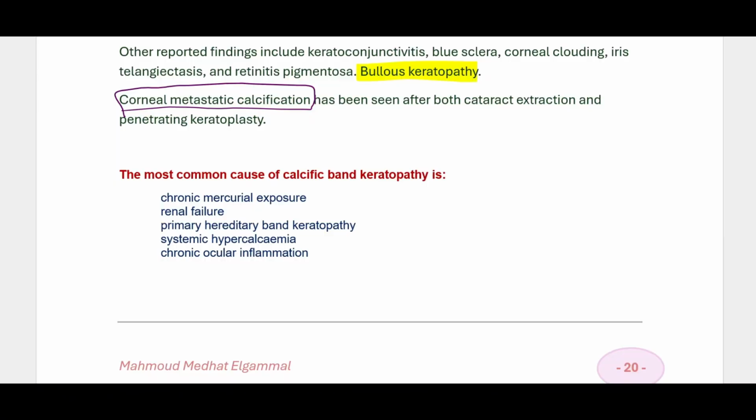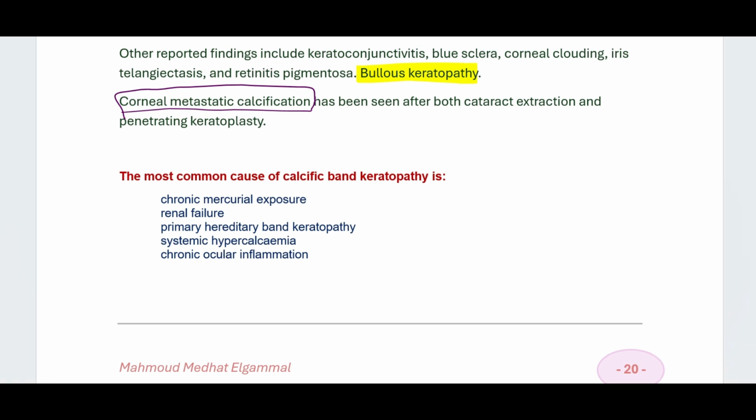Chronic mercurial exposure, renal failure, primary hereditary band keratopathy, systemic hypercalcemia, or chronic ocular inflammation. I've added here 5 options rather than 4, so this is not a typical exam question. Just because we are studying, we are trying to learn more about each option. So, which do you think is the most common cause?